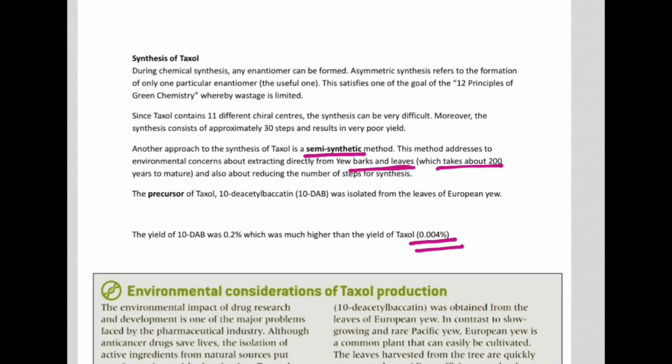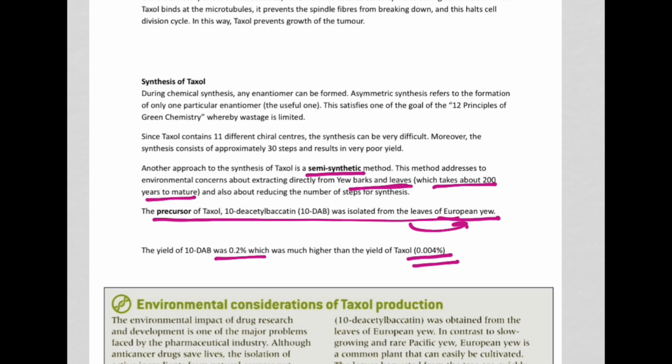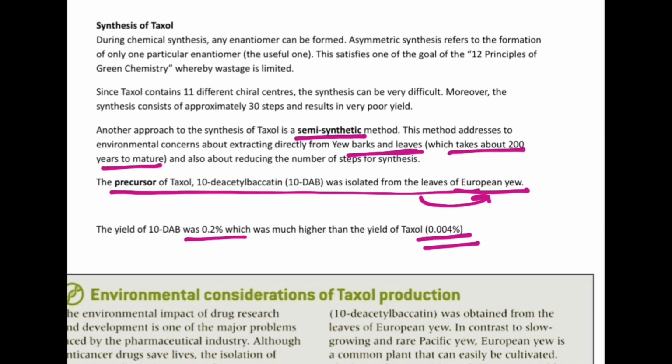which take about 200 years to mature, we have stopped using these, and we're now using the European yew leaves. And now, from that precursor, which is from these leaves, the yield is 0.2%. It's still very low, but it's much higher than what we used to get. So that's why we say that the synthesis is very difficult.